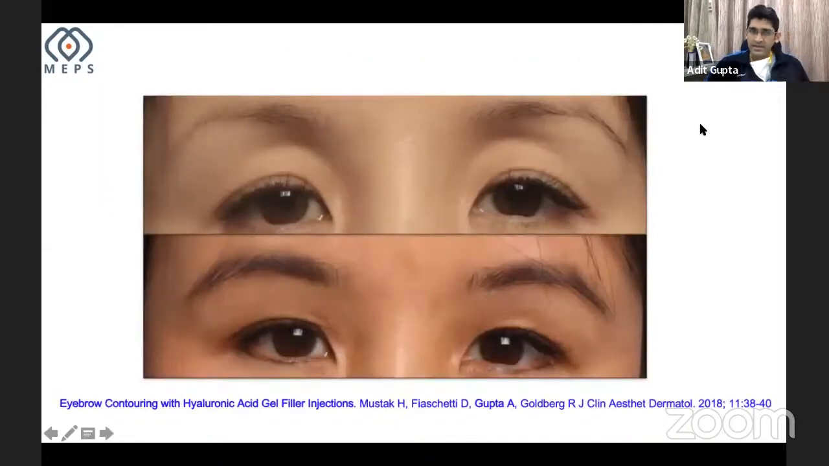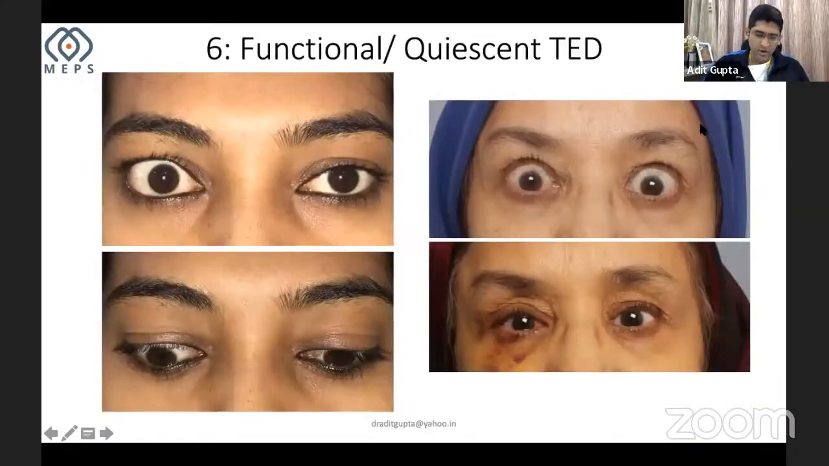And it's very commonly seen, as Dr. Kasturi would agree, in Northeast Asian or Asian patients who have a type of sulcus deformity, which looks very good when filled.